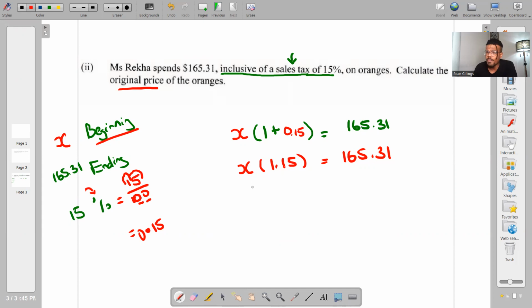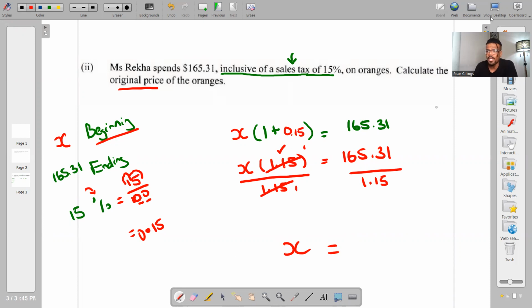Now, if I'm solving for X, I'm trying to isolate X. So this thing here is preventing me from having X equal to something. How can I get rid of it? It's multiplying, so I'm going to do the opposite. I'm going to divide by 1.15. So this is going to cancel with this one time. But what you do to one side of the equal sign, you have to do to the other side. So I'm going to divide the other side by 1.15.